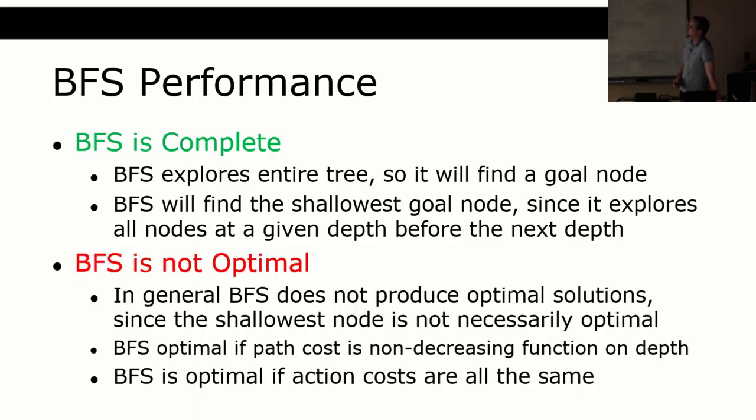That's interesting. However, BFS is not optimal. In general, BFS does not produce cost-optimal solutions, since the shallowest goal is not necessarily on the optimal path. BFS is optimal if the path cost is a non-decreasing function of depth, or if all the costs are the same, right? If all the costs are 1, then of course the shallowest one is going to be the optimal one. So BFS is optimal if all the action costs are the same.